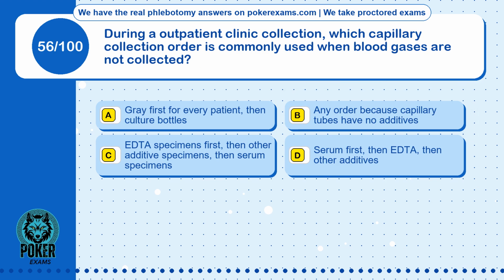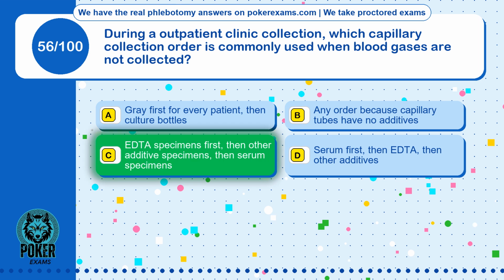Question 56. During outpatient clinic collection, which capillary collection order is commonly used when blood gases are not collected? Option A, gray first for every patient, then culture bottles. Option B. Any order because capillary tubes have no additives. Option C, EDTA specimens first, then other additive specimens, then serum specimens. Option D, serum first, then EDTA, then other additives.